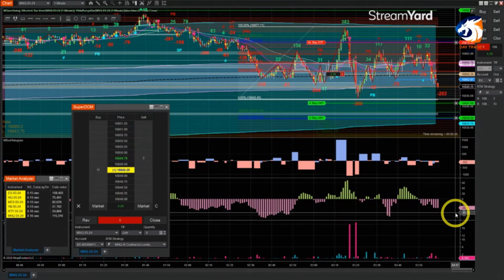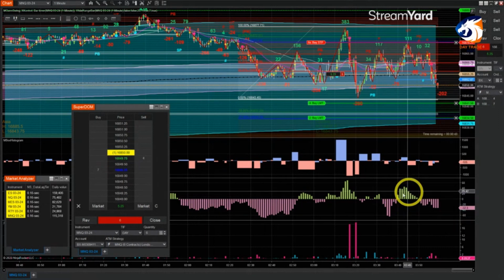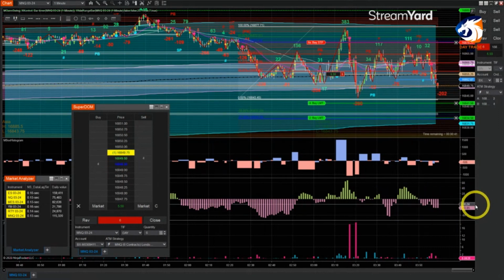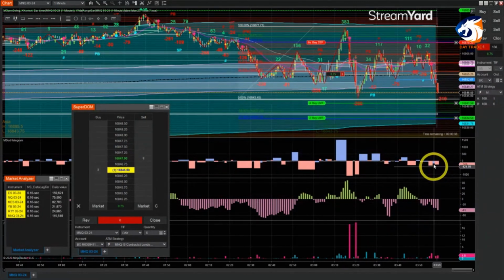You can see when it's in divergence, you don't know where it's going. So now since both of these are lined up, everything's lined up here now.